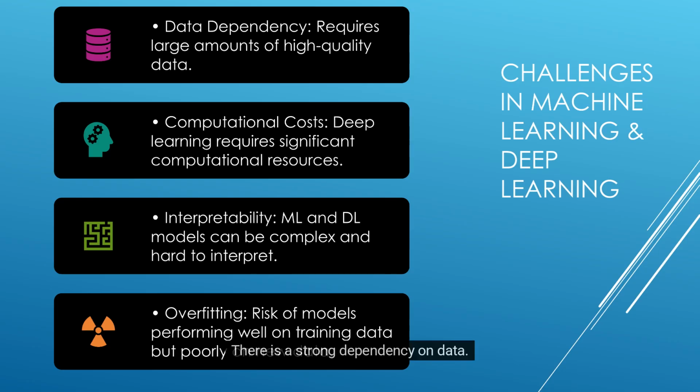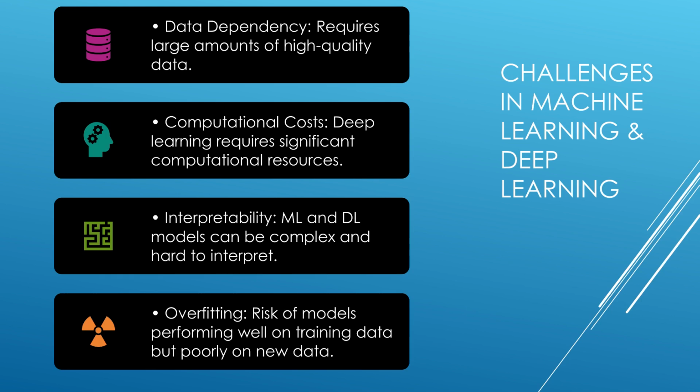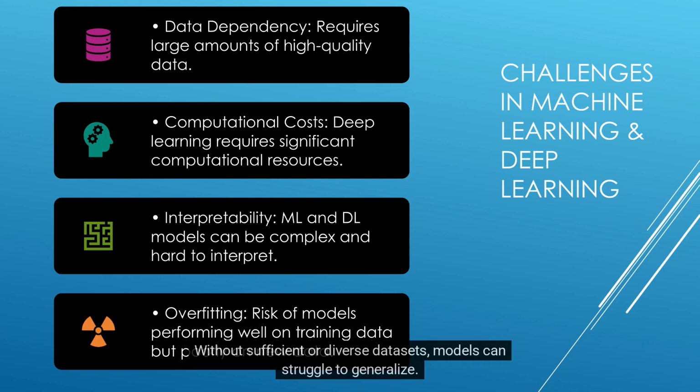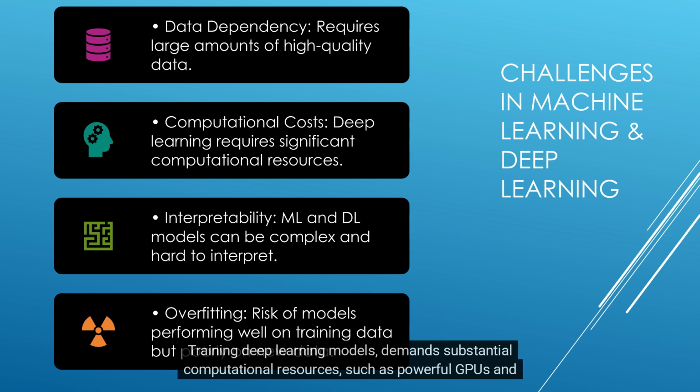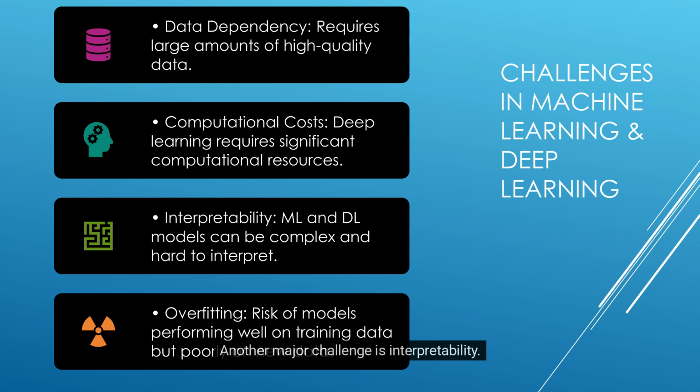There is a strong dependency on data. Machine learning and deep learning models require large amounts of high-quality, representative data to learn effectively. Without sufficient or diverse data sets, models can struggle to generalize. Computational cost is a significant challenge. Training deep learning models demands substantial computational resources such as powerful GPUs and large memory capacities, making the process expensive and resource-intensive.